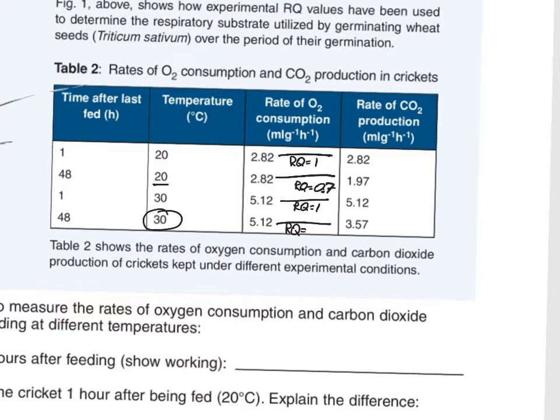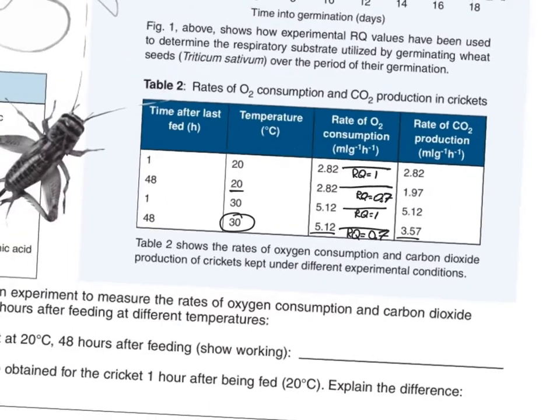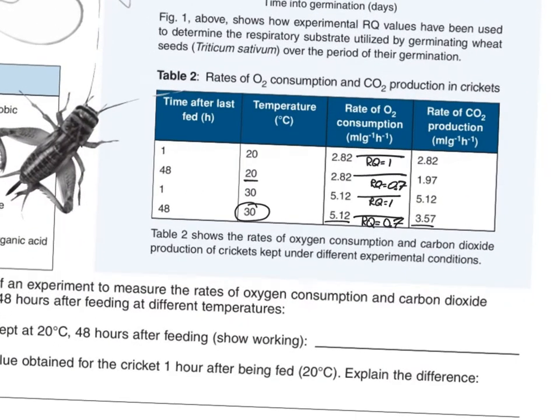What is it? 3.57 divided by 5.12 is still 0.7? Okay. So 0.7. So what is the cricket eating initially? The cricket was eating what? Carbohydrates, right? How do we know that? Because the RQ was 1. So carbs.